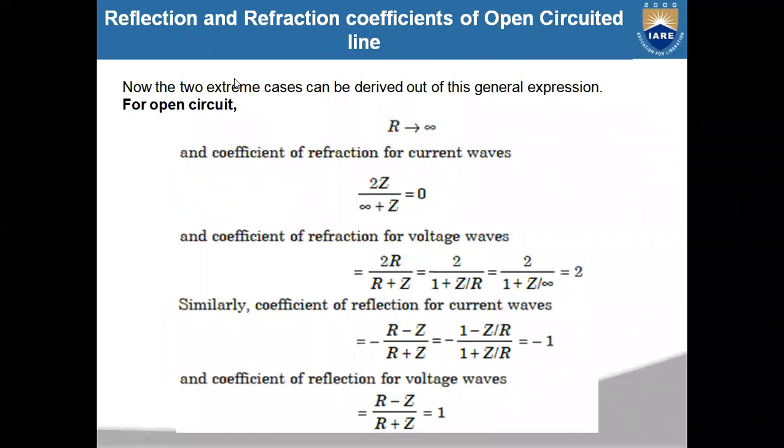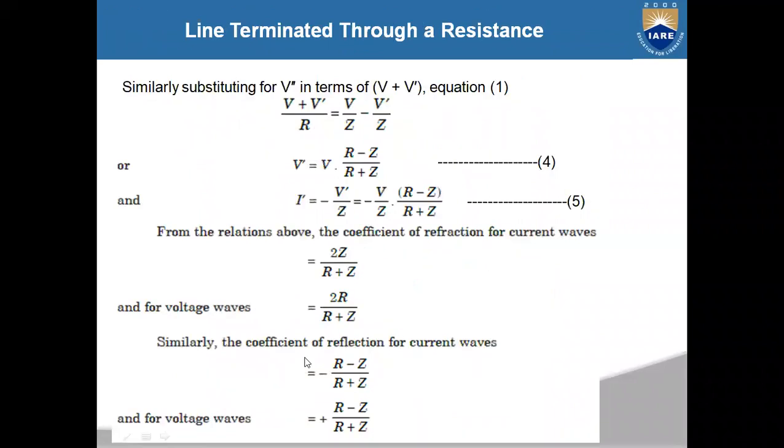Reflection and refraction coefficients for an open circuited line. For an open circuited line, you know that resistance R will be equal to infinity. In those four equations which were derived here, we are going to substitute R equal to infinity, so that you will get the coefficient of refraction for current wave and voltage wave, and the coefficient of reflection for current wave and voltage wave.